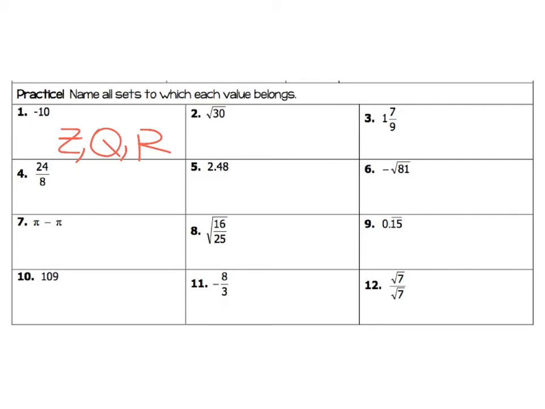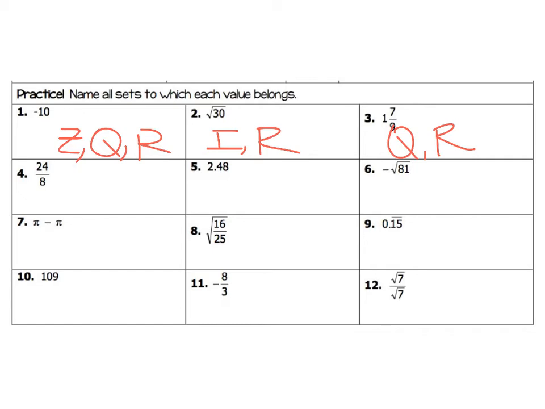Number 2, we've got the square root of 30. Square root of 30 is going to be an irrational number because if we plug that into our calculators, we're going to get a decimal that goes on forever. So we say it's an irrational number, but it's also a real number as well because all irrational numbers are real numbers. Number 3, we've got 1 and 7/9. Because it's written as a fraction, it's a mixed number, we would consider this to be a rational number. And if it's a rational number, it's also a real number.